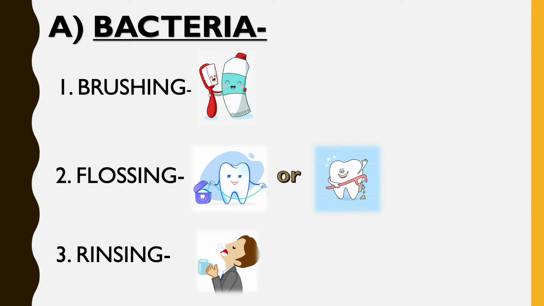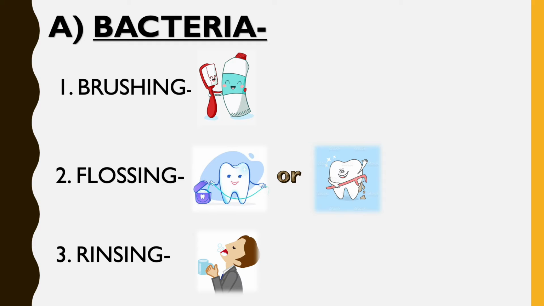What brushing does is it removes that micro layer of microorganisms, or the bacteria, that is attached onto the tooth surface. Regular brushing, that is twice in a day, disrupts or removes that layer of bacteria that is very firmly attached to the tooth surface. Number one. Second is flossing.